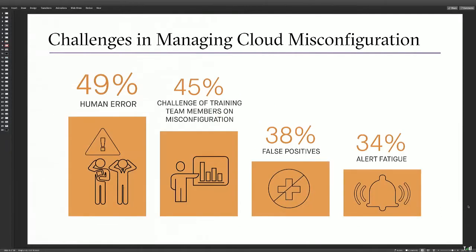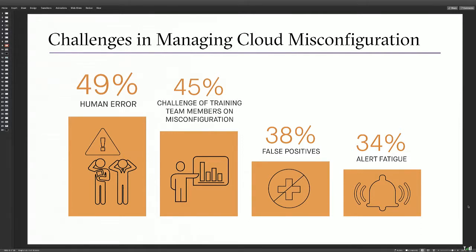So let's talk through what our survey respondents said about the challenges of managing this cloud misconfiguration. Yet again, the first two of these are 100% forms of human error. The first is just generic human error. The second is the challenge of training team members on misconfiguration. I would argue that this is a challenge that can be massively reduced, that training is inadequate. But almost half said, you know, it's hard to train people. Well, you have hundreds of services and millions of potential configurations. Of course it's hard.